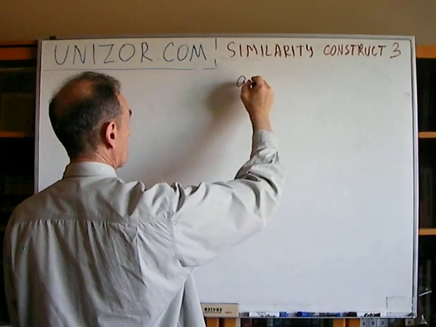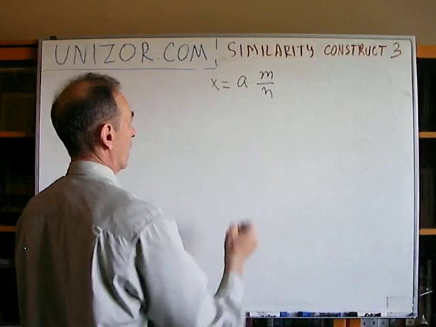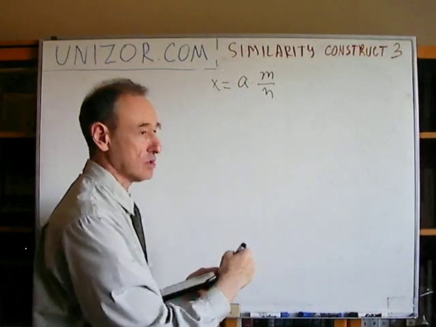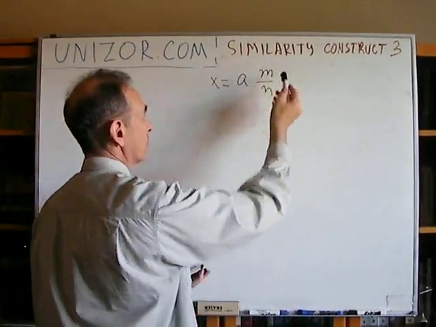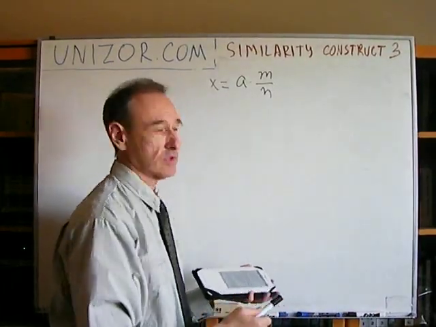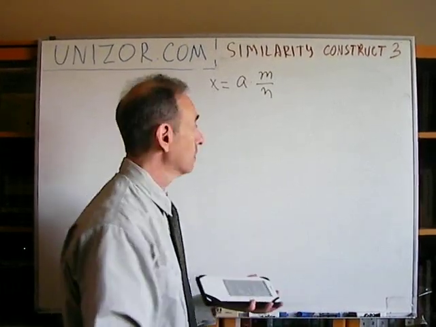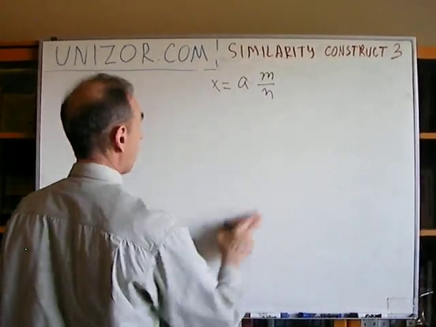A times M over N. Well, this is obviously a combination of the previous two. First, you multiply by M by putting one segment of length A after another, and then divide the resulting segment into N equal parts.